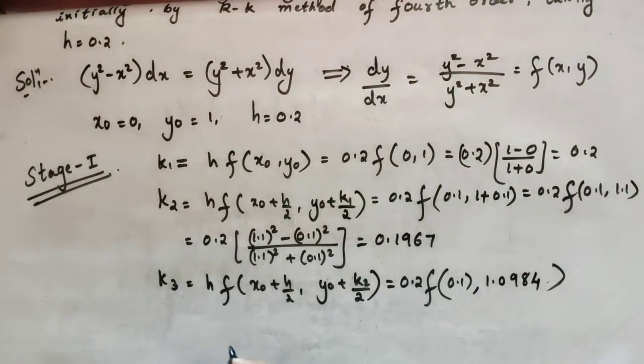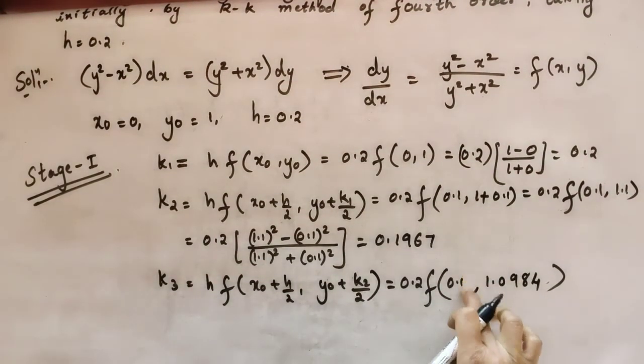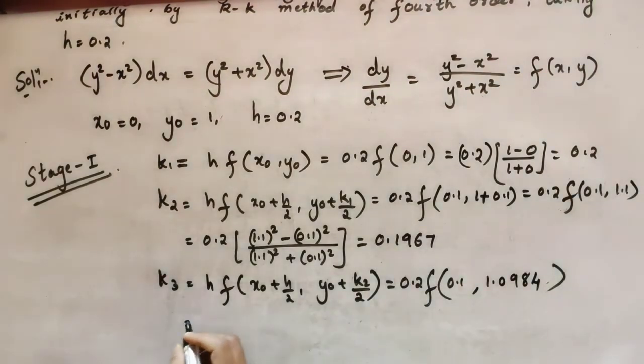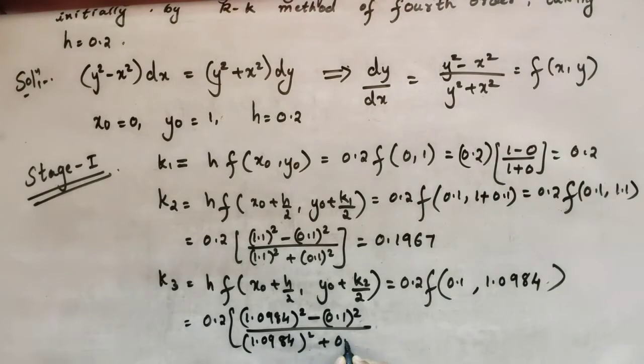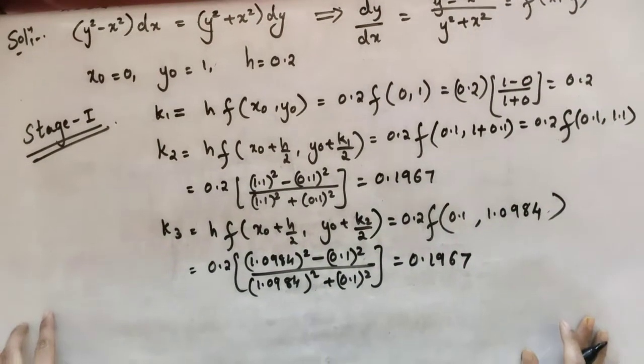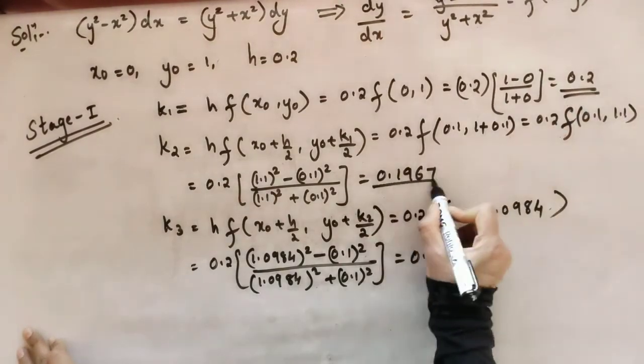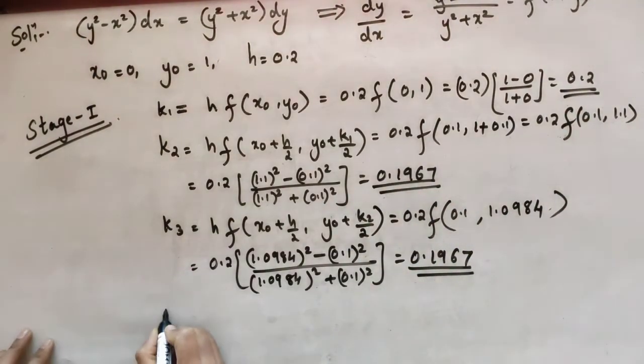Now when you put the values as per the definition, it's 0.2 into 1.0984 square minus 0.1 square divided by 1.0984 square plus 0.1 square. Just substitute these values in your calculator and see what you get. It's 0.1967, again the same, 0.1967 only for k3. Okay, so let us mark all the values which we have worked out. Now let us work for k4.